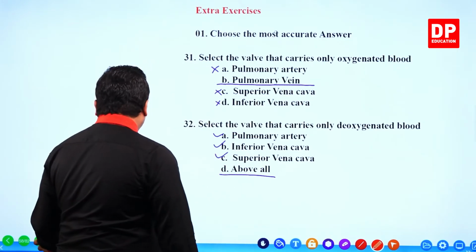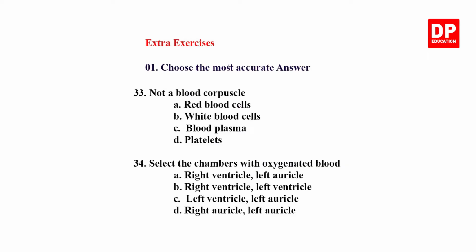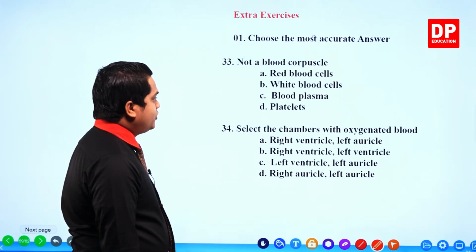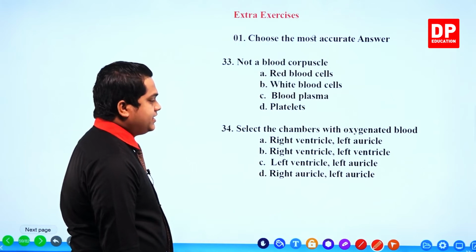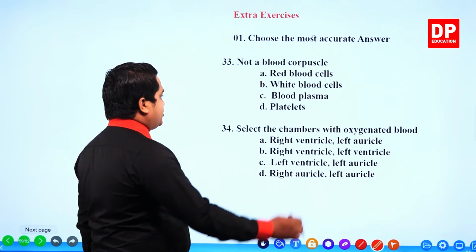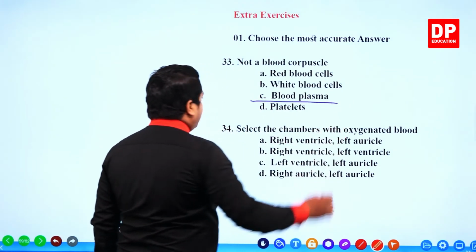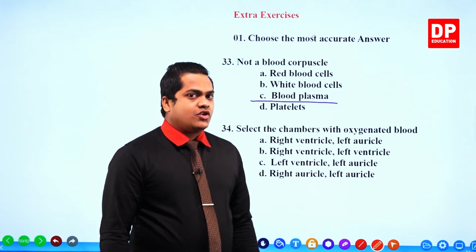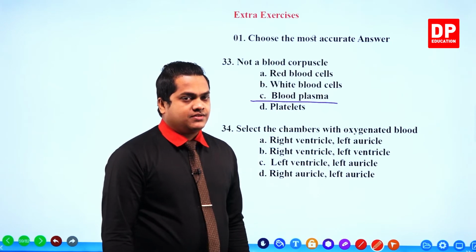Right then, not a blood corpuscle. Red blood cell is a corpuscle, white blood cell is a corpuscle, and platelets, even though they are fragments, are considered corpuscles. So, my dear children, blood plasma is the liquid. It's not a material, it's the liquid, so it's not considered a corpuscle.